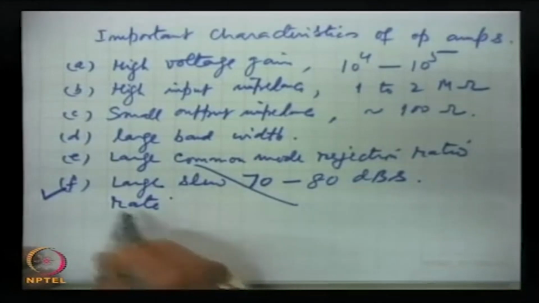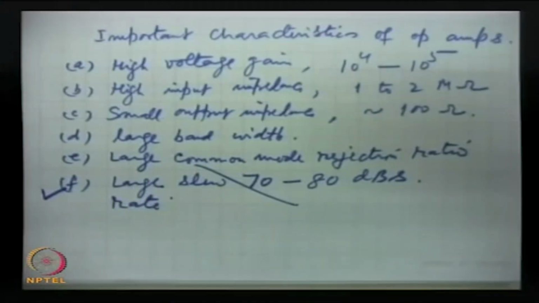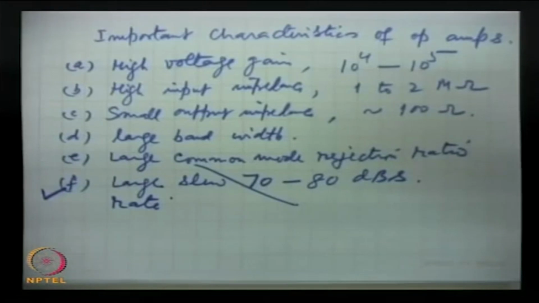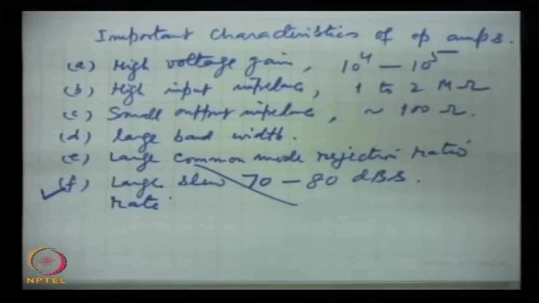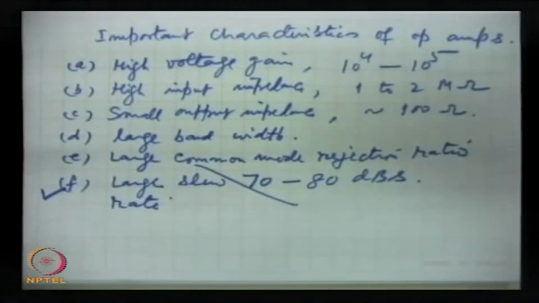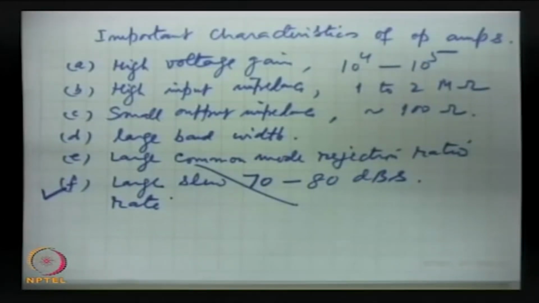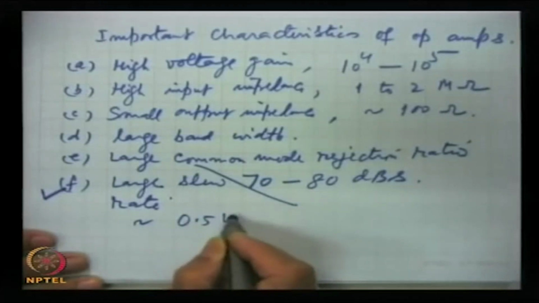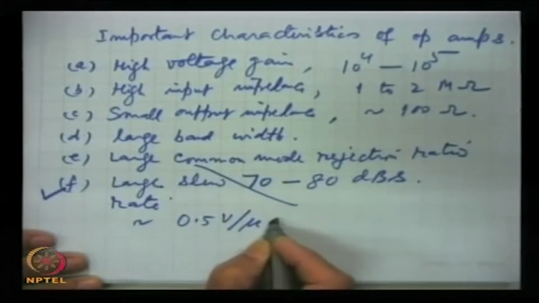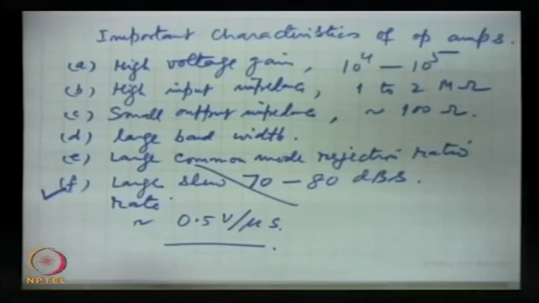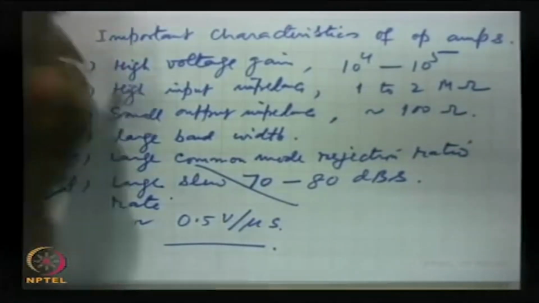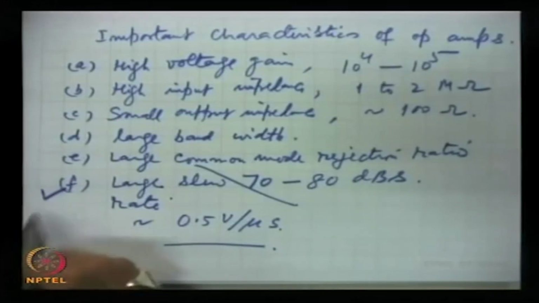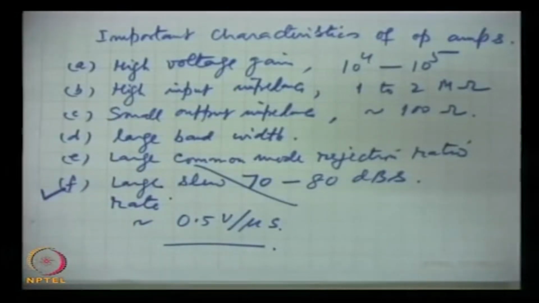It is a distortion actually, and it puts a limit that if amplitudes are high, then we cannot use a very high frequency, and so on. Normally this is to the tune of 0.5 volts per microsecond slew rate. So, these are the characteristics. About this slew rate we will be talking later.